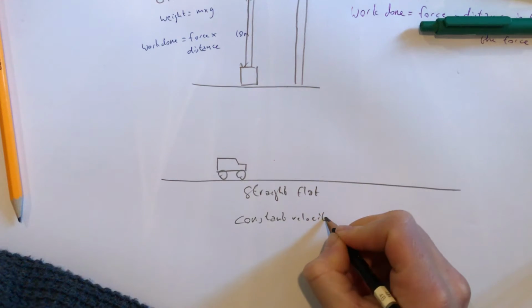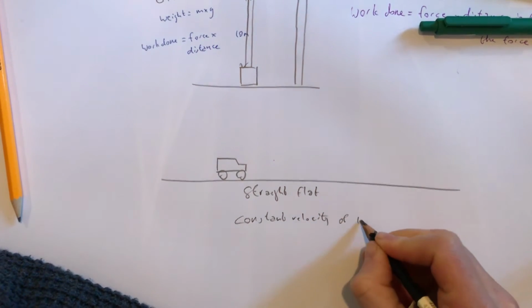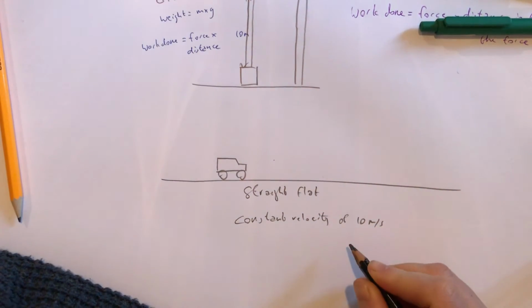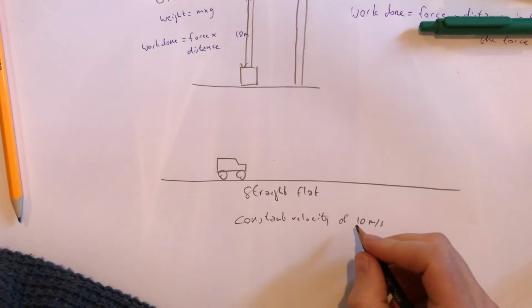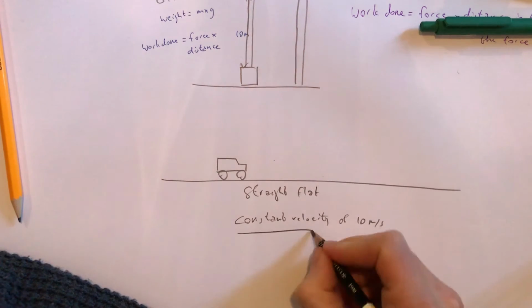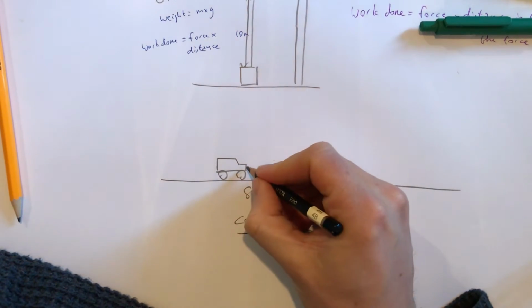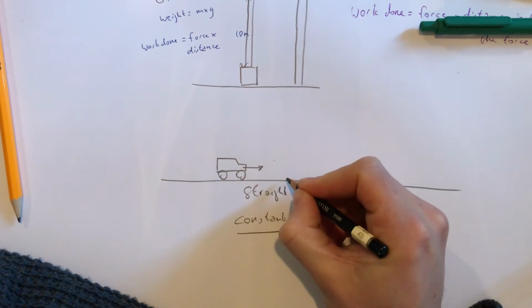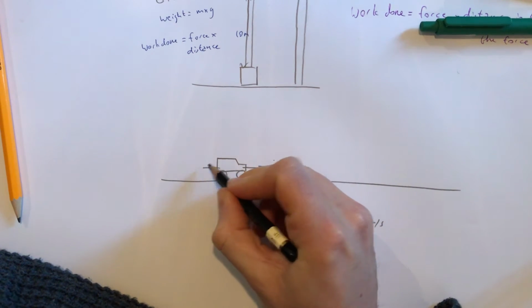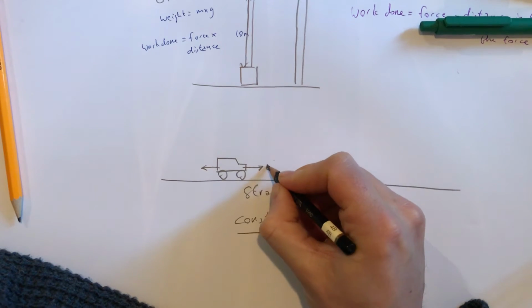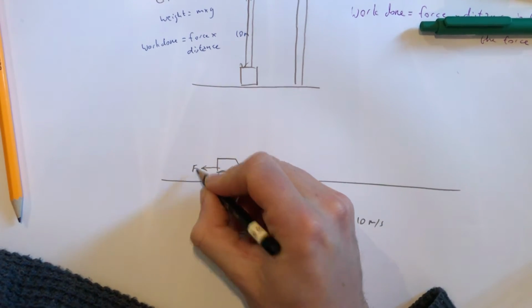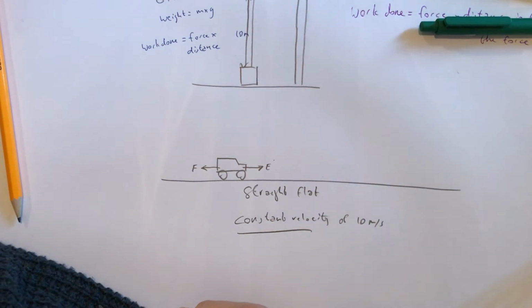Okay, so it's moving at a constant velocity, and we'll just say of 10 meters per second. Of course, 0 could be a constant velocity if it's not changing. Now, one thing we probably remember is if it's at a constant velocity, that means that the force from the engine is equal to the force of air resistance, or friction, let's just say. So we'll call that E, and we'll call this F. There's your friction, air resistance, and whatever.